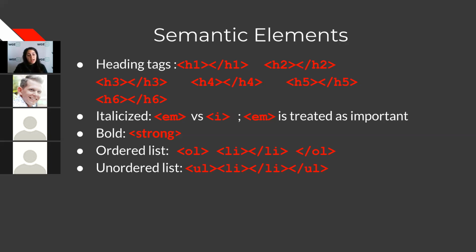Then we have italicized. You'll see EM and you'll see I. They both visually are just italicized. EM is treated as important, so this is emphasized. To do a bold, you'll use the strong tag. You can also bold through CSS, but that's more styling. If you're doing styling through HTML, it's telling the computer, hey, this is important.